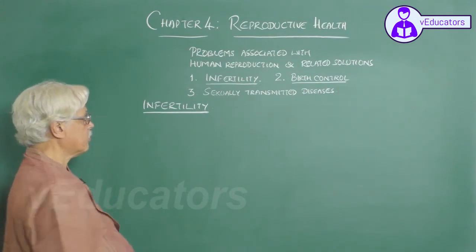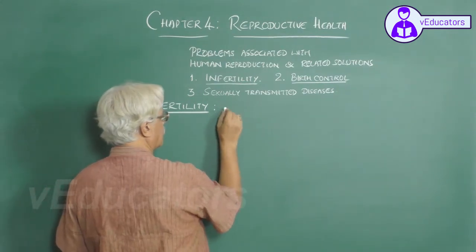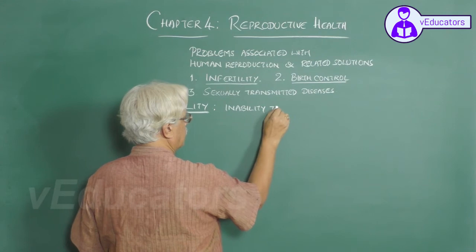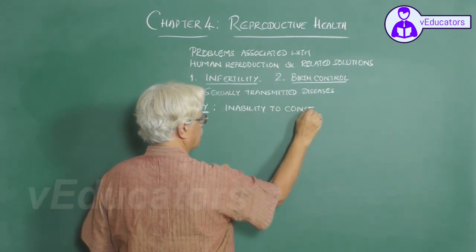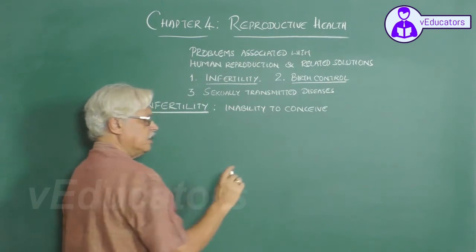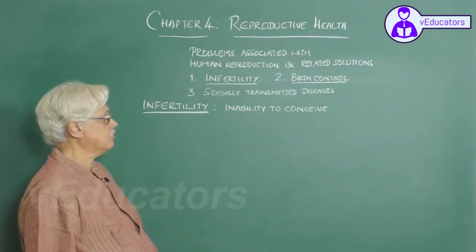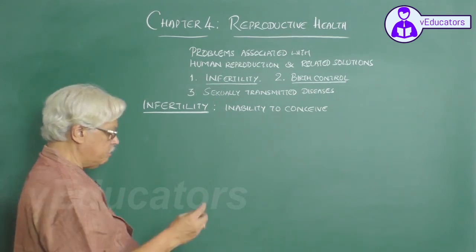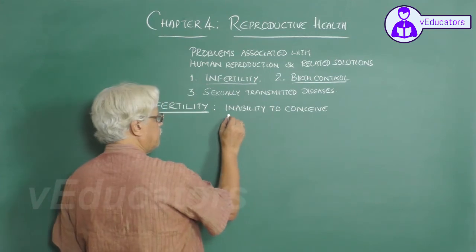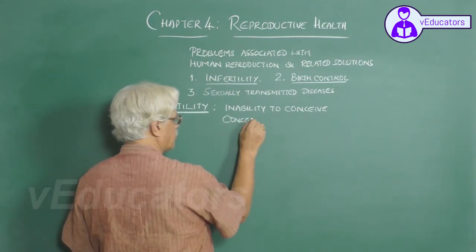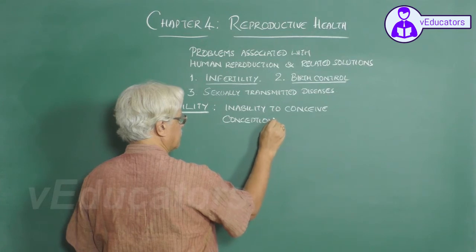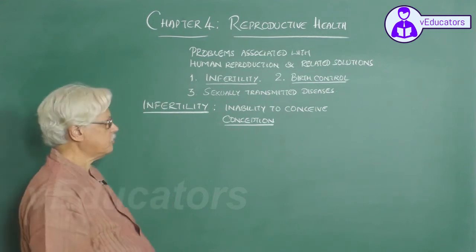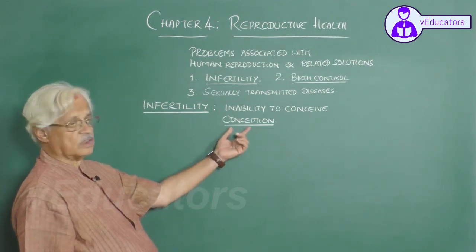Infertility can be defined as inability to conceive, inability of the couple to have a child. The process of successful reproduction leading to pregnancy is generally described as conception.